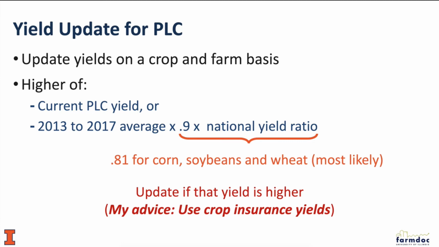And this is always a simple decision. Yep, take the highest yield. If the update's higher, you take the highest yield. And again, if you have an FSA farm, you'll be able to update yields on corn and not on soybeans and vice versa. So your best thing to do is run the numbers and take the highest number.